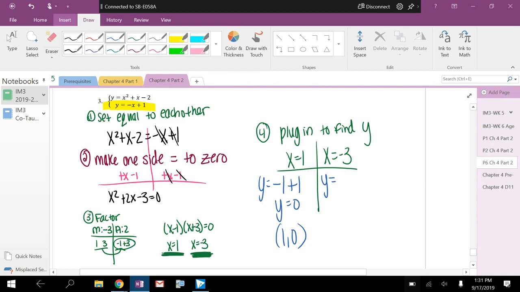All you're doing is plugging it into this. It already has a negative there. Parentheses, -3, plus 1. All you're doing is taking this -3 and putting it in right there. It's called substitution. What's negative times -3? Careful. -1 times -3 is what? 3. And then plus 1? 4. So your final answer is (-3, 4).